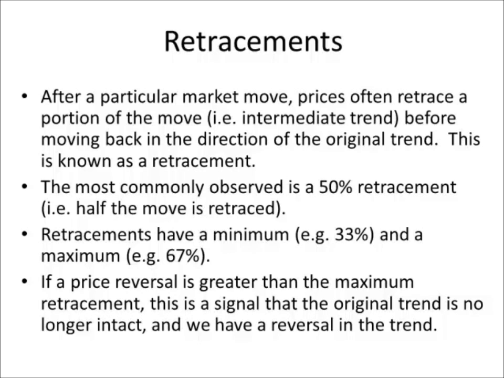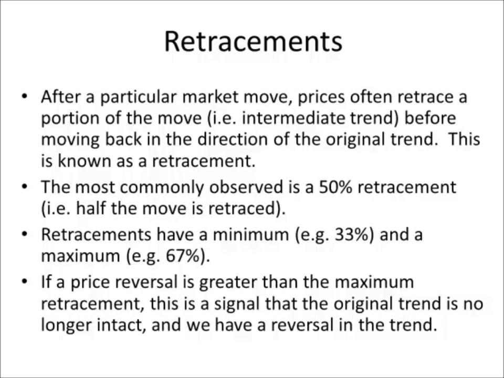Now we can set a minimum or a maximum on a retracement. For example, we could say the minimum level to qualify for a retracement is 33%. The maximum would be 67%. That's 1/3 and 2/3. We can set these numbers differently as well. Later on in the course, we'll talk about Fibonacci ratios as one way to set these numbers. But for now, let's go with 1/3 and 2/3.